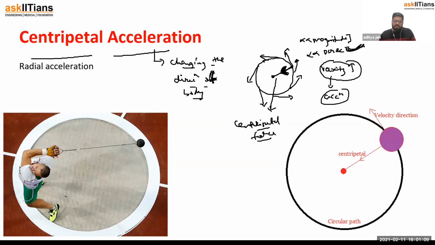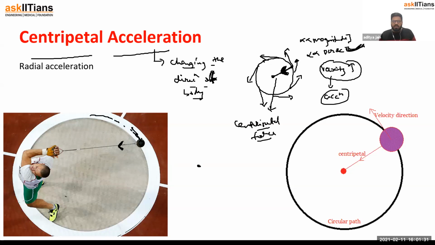If you can see, this person is throwing a shot put with his hands. This shot put is doing a circular motion around this thread. There is some acceleration acting on the shot put which makes it change direction constantly. Because if the body does not change its direction, then what will happen?